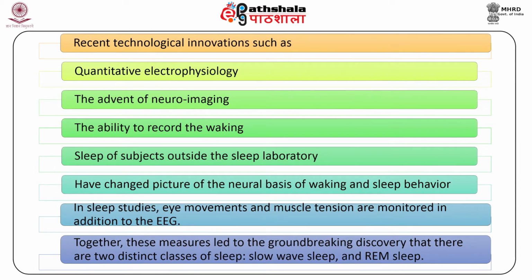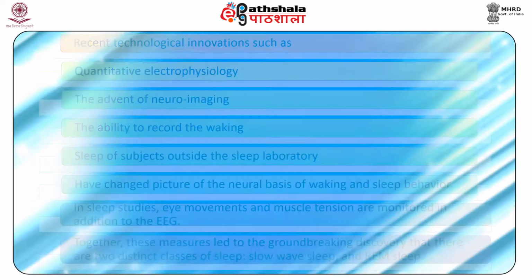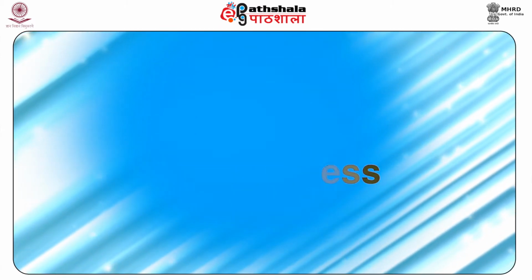Recent technological innovations such as quantitative electrophysiology, the advent of neuroimaging and the ability to record the waking and sleep of subjects outside the sleep laboratory have changed the picture of the neural basis of waking and sleep behavior. In sleep studies, eye movements and muscle tension are monitored in addition to the EEG. Together, these measures led to the groundbreaking discovery that there are two distinct classes of sleep, slow wave sleep and REM sleep.